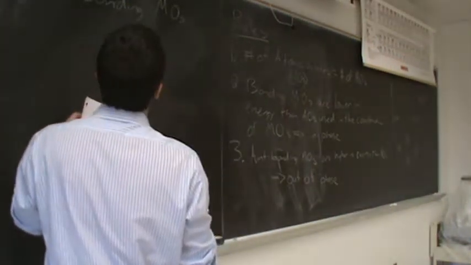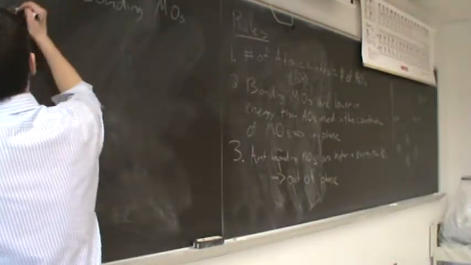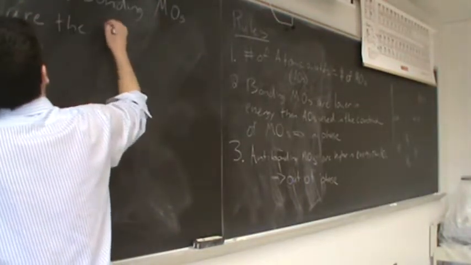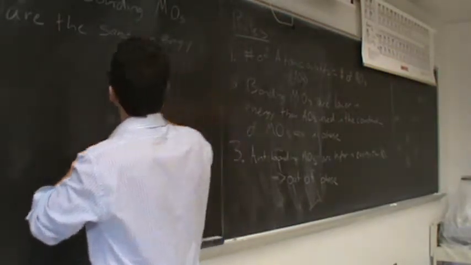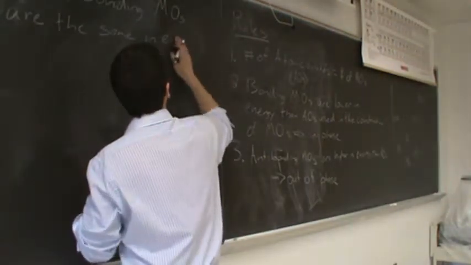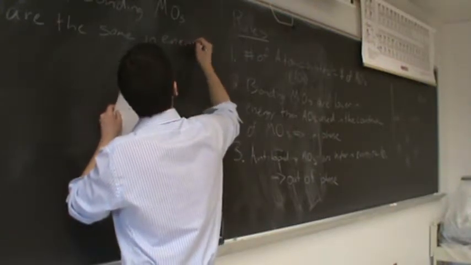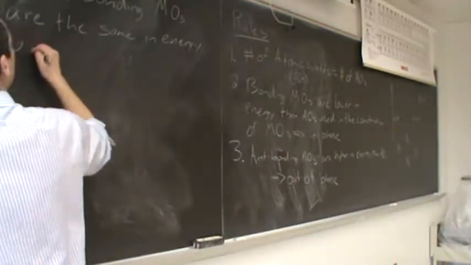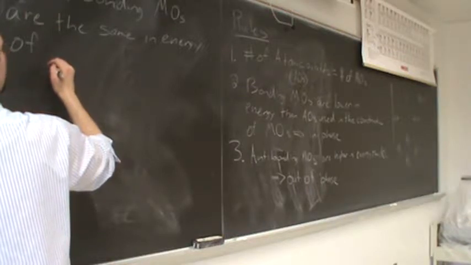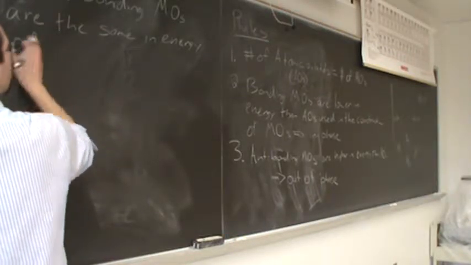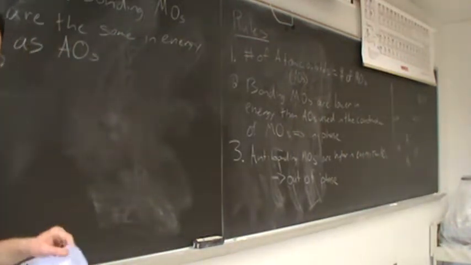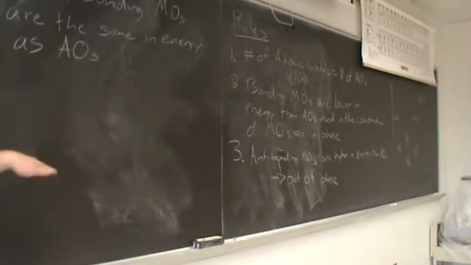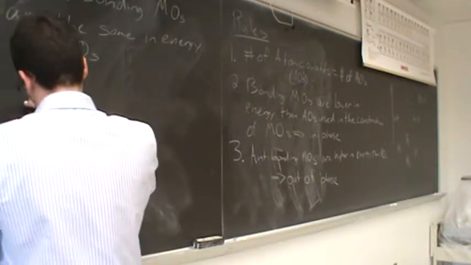So non-bonding MOs are the same in energy as AOs. So they're close to or exactly the same energy as the atomic orbitals. Okay.